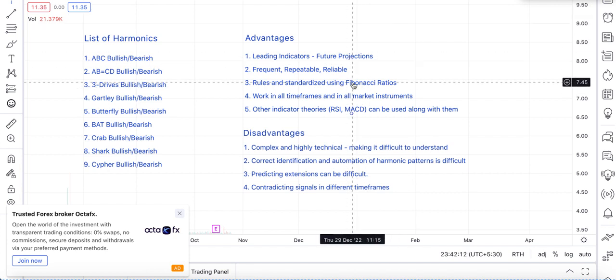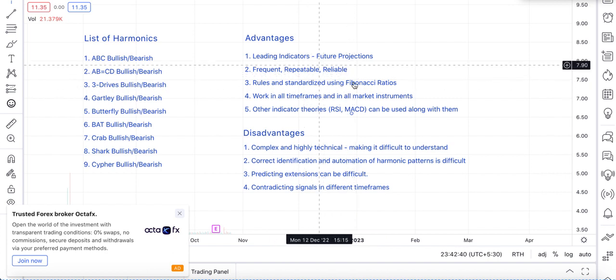So that's why they are leading indicators, basically, which help you predict the future price that might happen in that particular instrument to some degree. Not always, but to some degree. It's never a surety that the price will always come down to that level, but if it does, then you know that there will be a support zone that exists for that particular stock at that level. The second advantage is that these are frequent, repeatable, and slightly reliable.